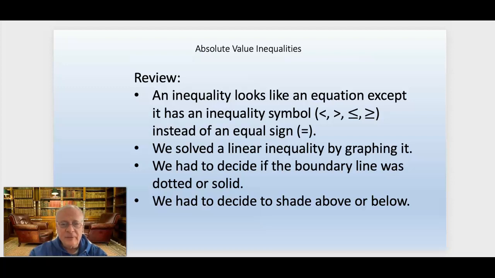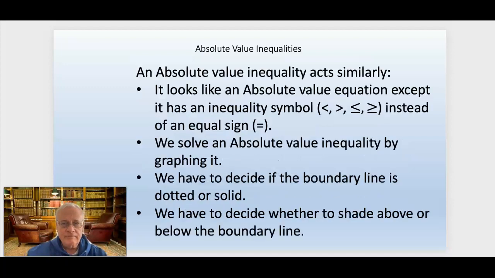Remember, we had to decide if the boundary line itself was dotted or solid. In other words, are the points on the line part of the solution or not? And we had to decide, do we shade above or below that boundary line? Now, an absolute value inequality acts the same. It looks just like an absolute value equation, which we've graphed. We moved them around with the HK, found the vertex. But instead of an equal sign, it has the inequality sign: greater than, less than, or it might be greater than or equal to, or less than or equal to.